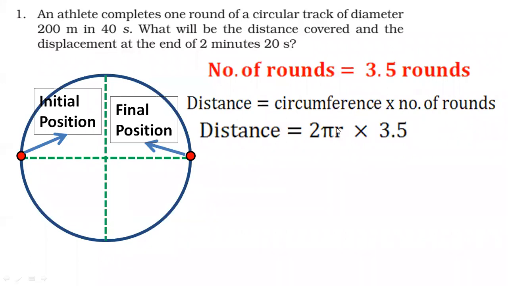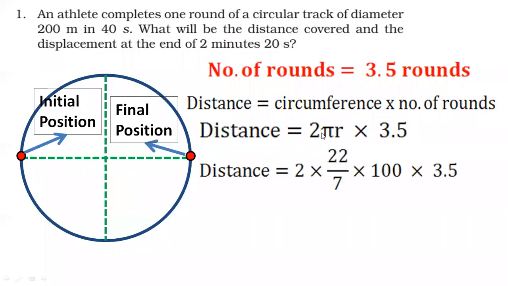We know the radius is 100 meter. We'll just put the values there. So that would be 2 into pi value 22 by 7 into r value 100. The diameter is 200, so the radius is 100, into 3.5. Now I can divide 3.5 by 7, which gives 0.5. So the calculation would become 2 into 22 by 7, but I'm multiplying 3.5 into 100. The point will be cancelled and it becomes 350.